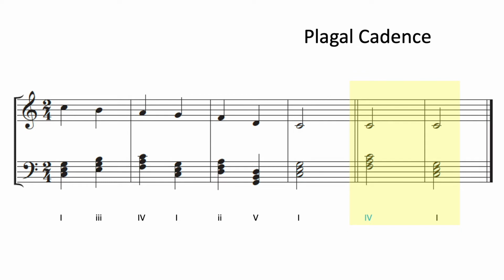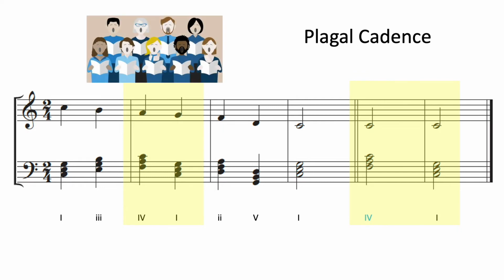Now, I don't know if you've noticed, but there actually is a small Plagal cadence happening within the second measure. But just like the Plagal cadence at the very end, it's not as strong. It does not have the same kind of harmonic weight that it does at the very end. Amen. See, the church choir definitely agrees.